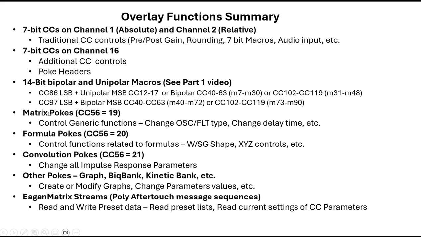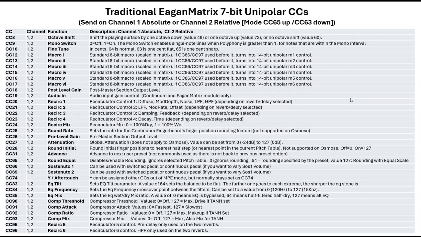We have the idea of pokes that we have to discuss. This is how you send information to change things in the matrix. For example, change an oscillator filter type or change a shape generator shape. You can use pokes to change all your convolution values. You can also use pokes to change graphs, bit banks, kinetic banks, a lot of different things. And then we'll end by talking about EaganMatrix Streams that are used when you need to change more than just a couple data items. Here's the table of the 7-bit CCs we've been using all along.